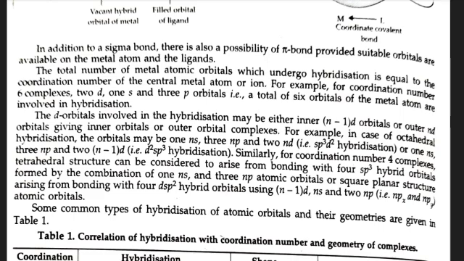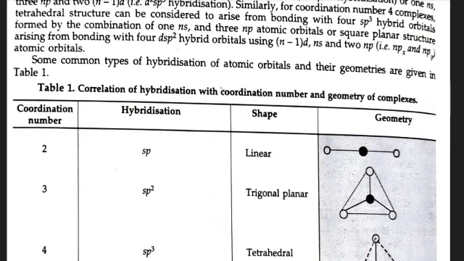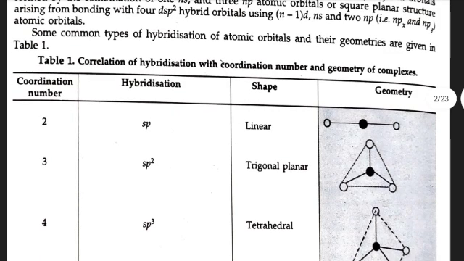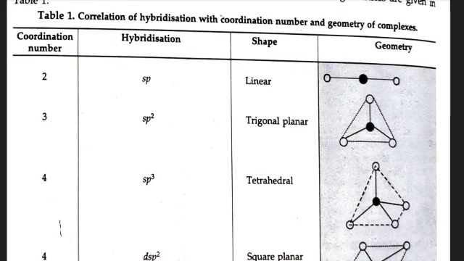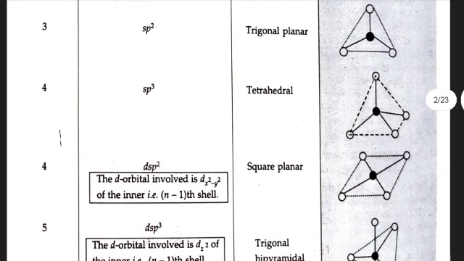Some common types of hybridization of atomic orbitals and their geometries are given in the table. For coordination number 2, hybridization is sp and shape is linear. For coordination number 3, hybridization is sp2 and shape is trigonal planar. For coordination number 4, hybridization is sp3 and shape is tetrahedral. And also the hybridization is dsp2 and shape is square planar, if the d orbital involved is dx square minus y square of the inner, that is (n-1) shell.